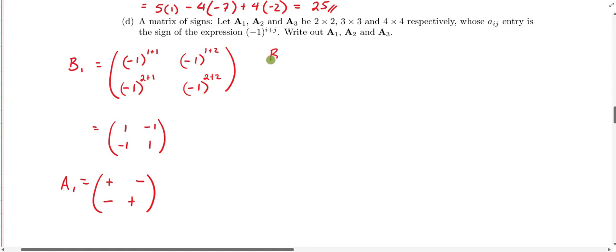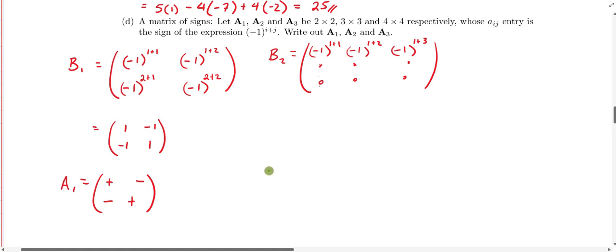We could compute, maybe B2, and I'll just start writing out B2. It's a 3 by 3 matrix, and it would be negative 1 to the power of the first row, first column, so that's 1 plus 1. And it's the first row, second column. And then for this entry, we'd have the first row, third column. And we could fill out the remaining entries, we've got several more to go.